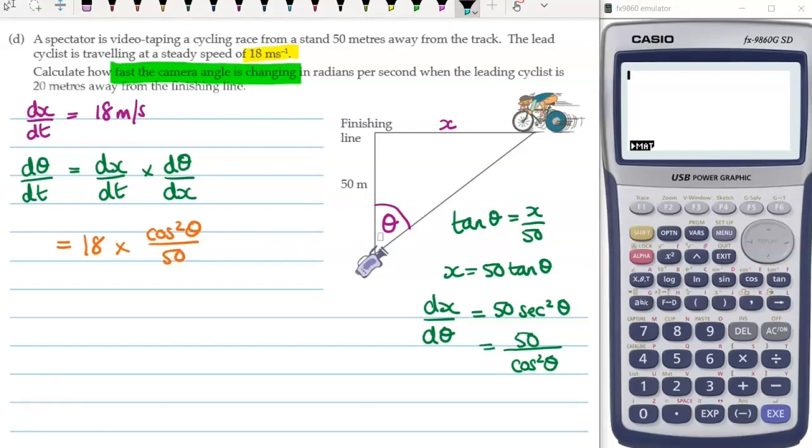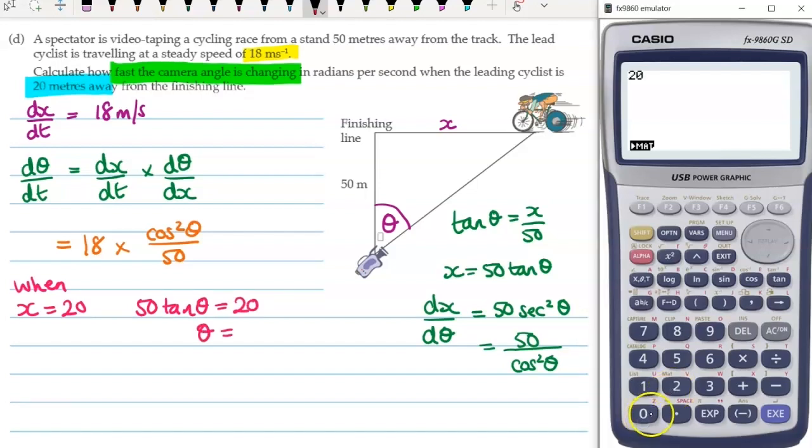Now back to the question once more. We're working this out when the lead cyclist is 20 meters away from the finishing line, which means that x is equal to 20. So when x is equal to 20, we have 50 tan theta is equal to 20. So theta is equal to, let's do 20 divided by 50, and then inverse tan gives us 0.381 radians.